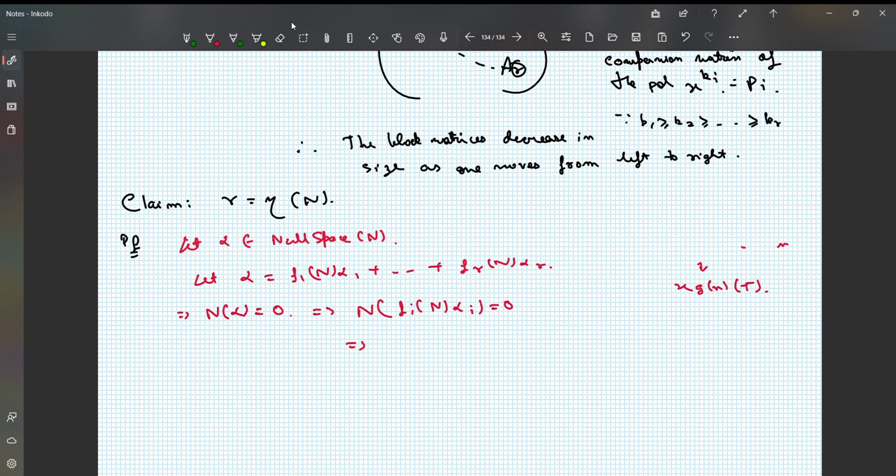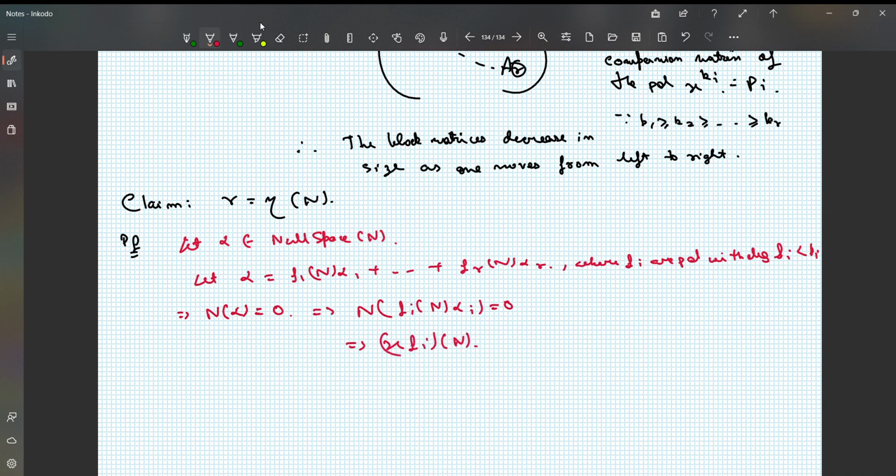So we will use that very fact here only. Okay, let me just rub out this part. Okay, let's continue. Furthermore, I should be using this fact where the fi are polynomials with degree of fi less than ki. Okay, degree of fi is less than ki.